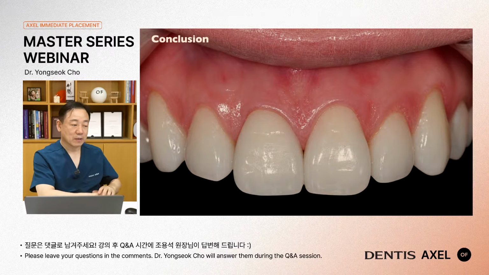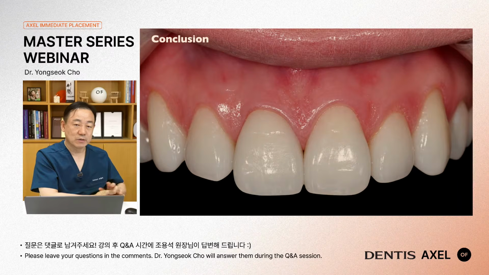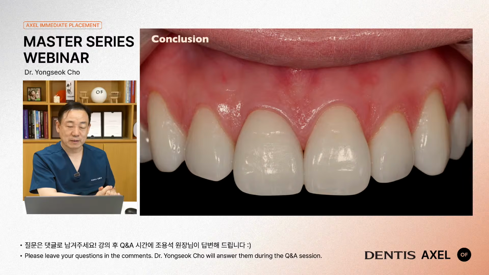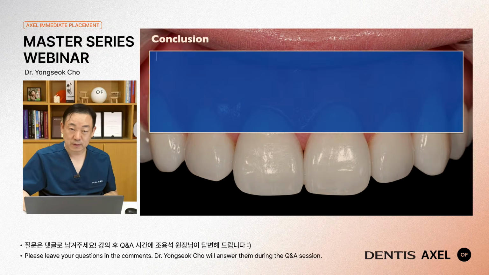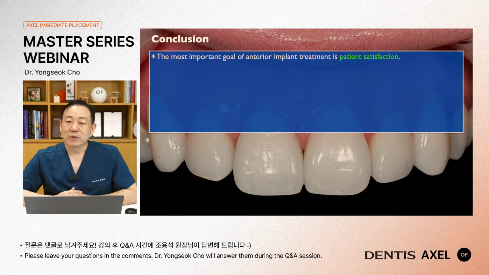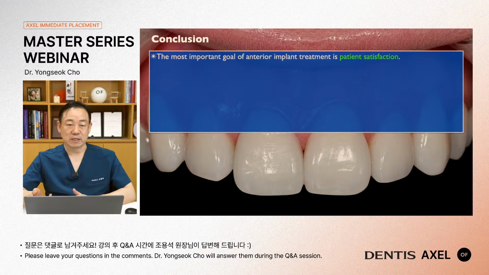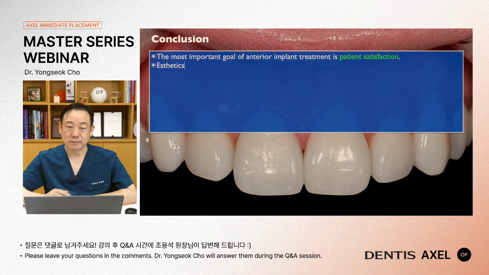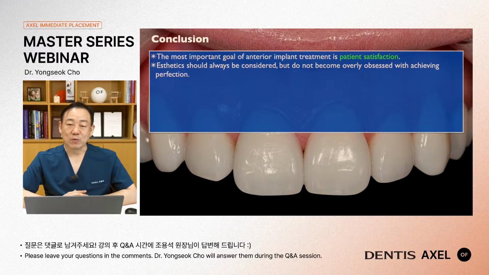Okay, let me make a conclusion about this topic, anterior maxillary implant. The most important goal of anterior implant placement is patient satisfaction. Functional rehabilitation and aesthetic perfection are also important. However, the primary goal is patient satisfaction. Aesthetics should always be considered, but do not become overly obsessed with achieving perfection.